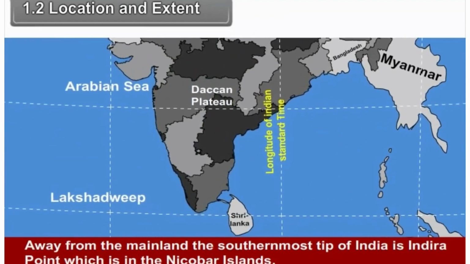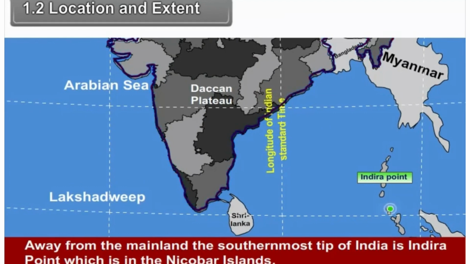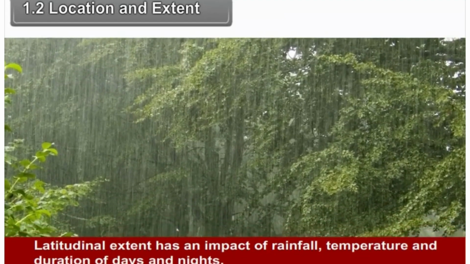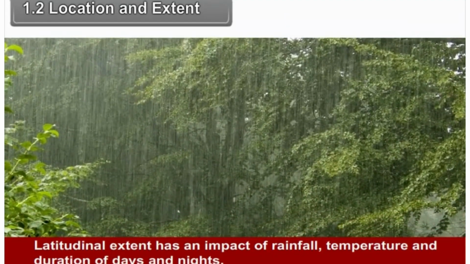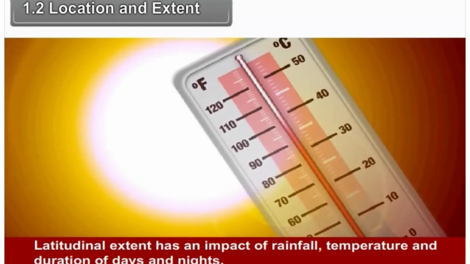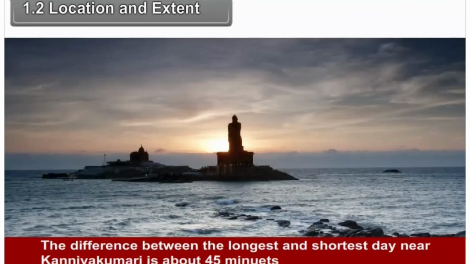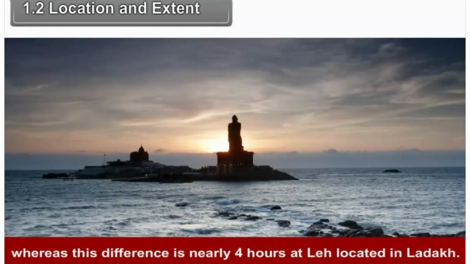Away from the mainland, the southernmost tip of India is Indira Point, which is in the Nicobar Islands. It is located at 6 degrees 45 minutes north latitude. Latitudinal extent has an impact on rainfall, temperature, and duration of days and nights. The difference between the longest and shortest day near Kanyakumari is about 45 minutes, whereas the difference is nearly 4 hours at Leh located in Ladakh.